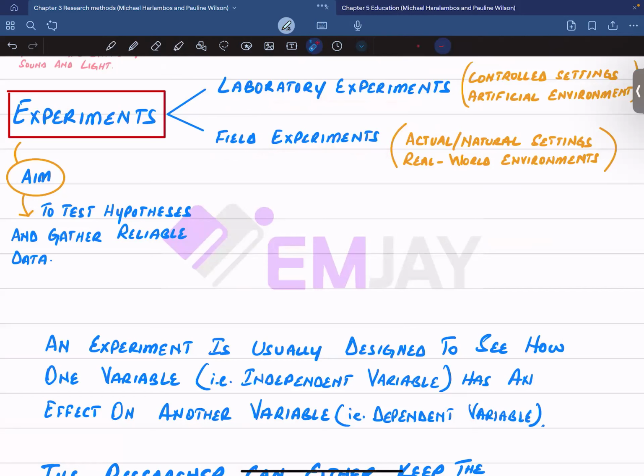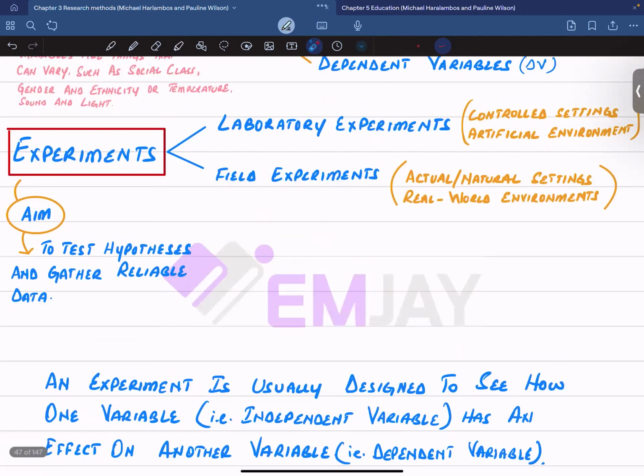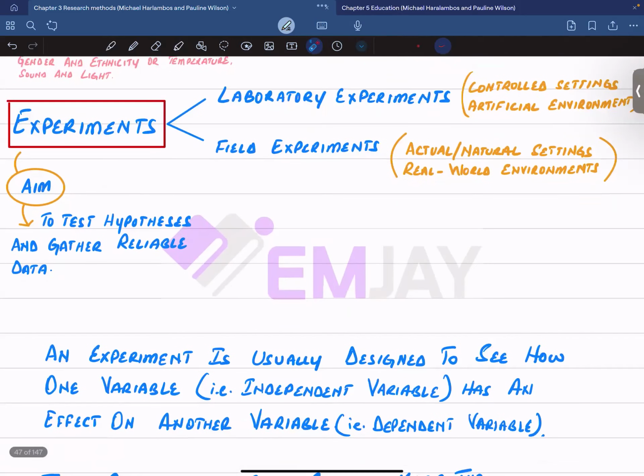Now, by just using the word laboratory experiment, that doesn't at all mean that the experiment would be conducted in a laboratory. We use the word laboratory experiment to refer to the control a sociologist has over the situation. So as a sociologist, as an experimenter, if you're conducting a research in a controlled situation, in a controlled environment, which usually is an artificial environment, our research or our experiment would be referred to as a laboratory experiment.